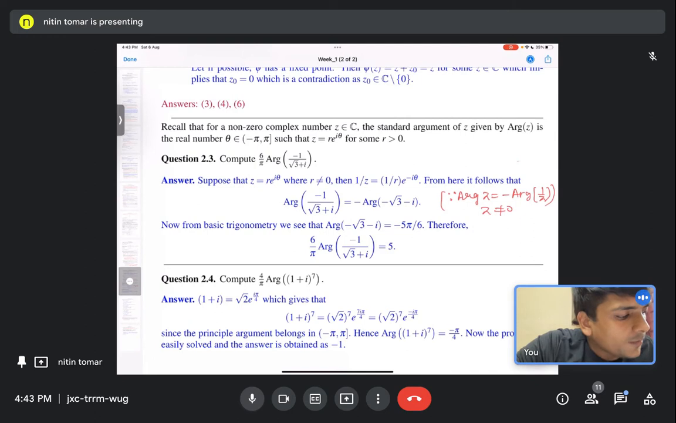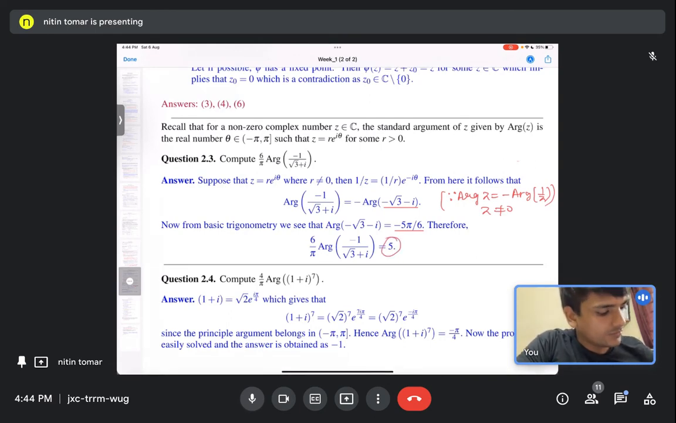So all it boils down to computing its argument, and you can see that this argument is minus 5 pi by 6. This is just class 12th algebra. So you just put this value, and you will get the answer equal to 5.